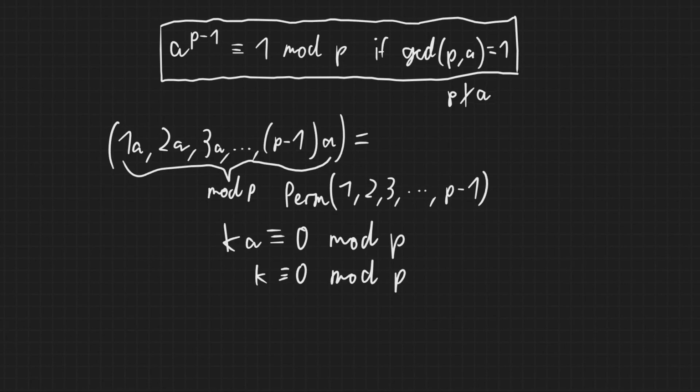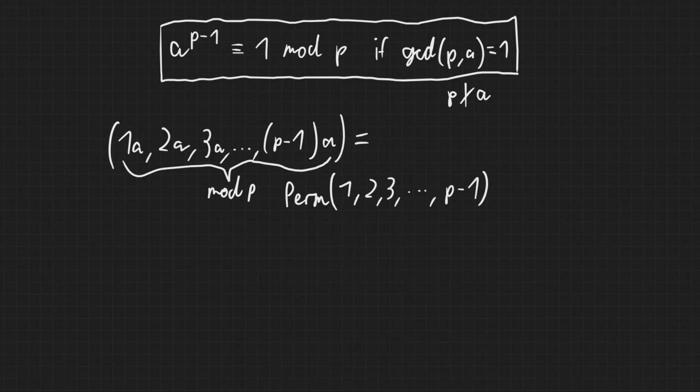But if we look at all the possible values for k, they're 1, 2, 3, and so on, up to p minus 1. But none of these values are equivalent to 0 modulo p. So the situation that we get 0 as a multiple of a actually cannot happen.